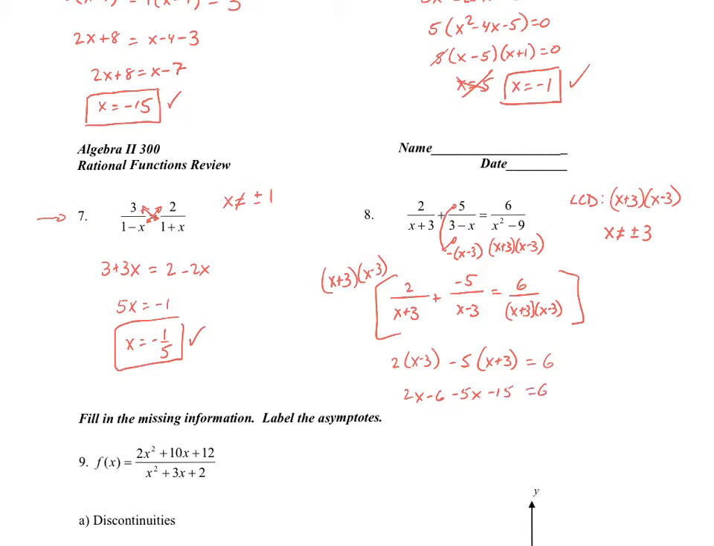And looks like we have -3x minus 21 equals 6. So -3x will equal 27, and x will equal -9. Not a restricted value. I will plug that in to check, always going back to the original problem, and again, it works. So therefore, x equals -9.